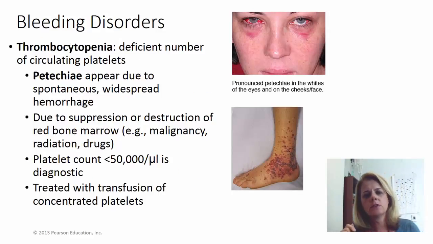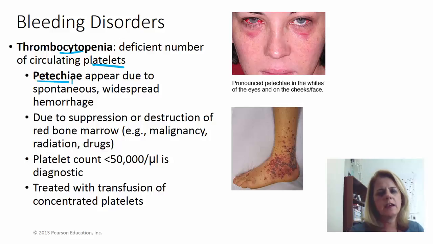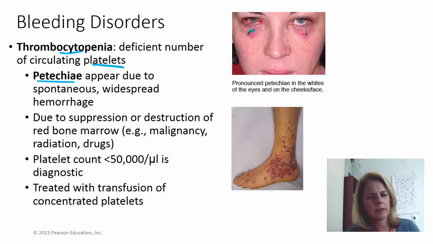Some other bleeding disorders: thrombocytopenia. Thrombocytopenia means you don't have enough platelets. That's a long term for just saying there's not enough platelets. If you don't have enough platelets, you may get easy bruising, but one thing you see is what are called petechiae. They're like little red, almost bright red bruises instead of dark red bruises, if that makes sense. It's really due to hemorrhage.